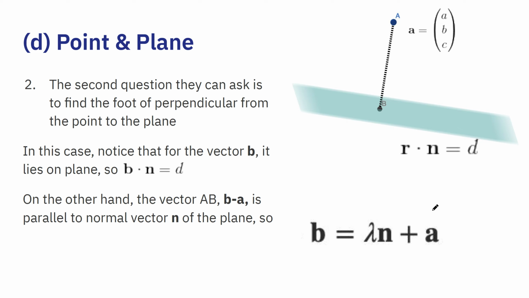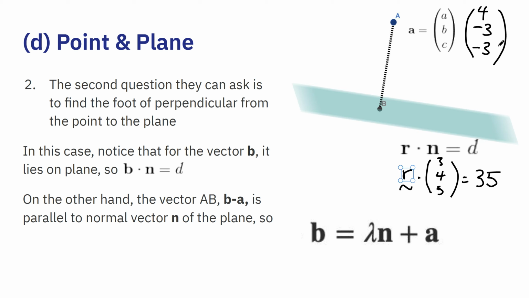Okay, so the next kind of question they can ask is to find the foot of the perpendicular, just like for a line, but instead of finding the foot of the perpendicular from the point to the line, we are now doing it from the point to the plane. So as usual, we consider the exact same plane, r dot 3, 4, 5 equals 35, but let's say we consider a different point now. We want to consider the point 4, minus 3, and minus 3.